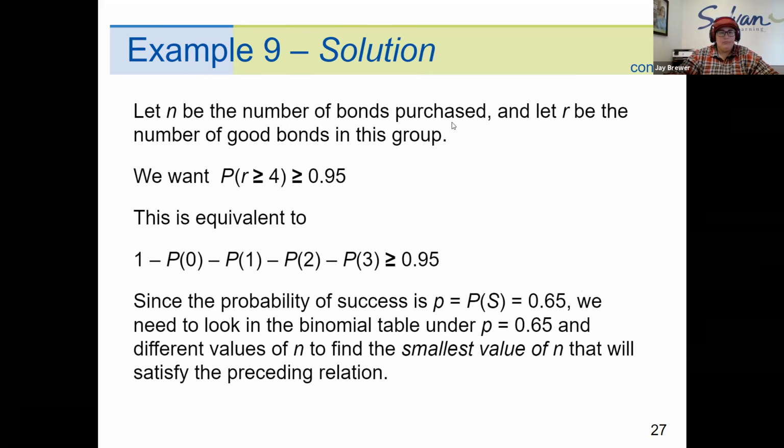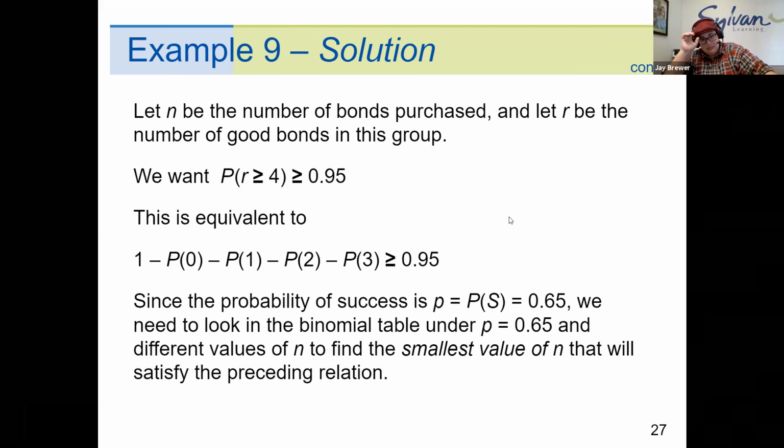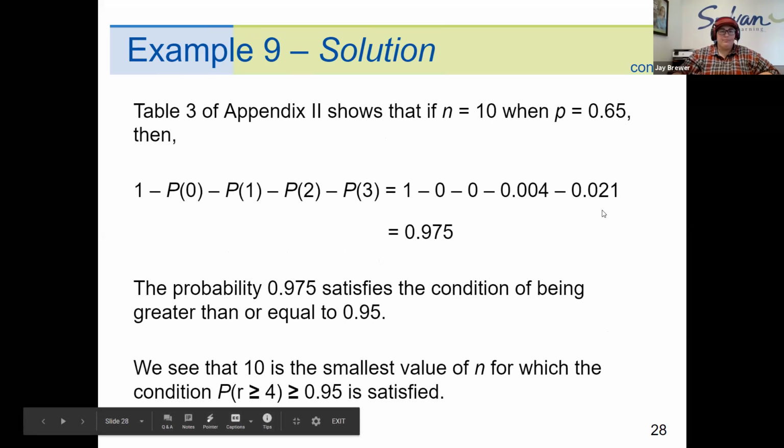Let N be the number of bonds purchased and R be the number of good bonds in this group. We want the probability of R greater than or equal to 4 to be greater than or equal to 0.95. This is equivalent to the following. Since the probability of success is P of S equals 0.65, we need to look at the binomial table under P equals 0.65 and different values of N to find the smallest value of N that will satisfy the preceding relation.